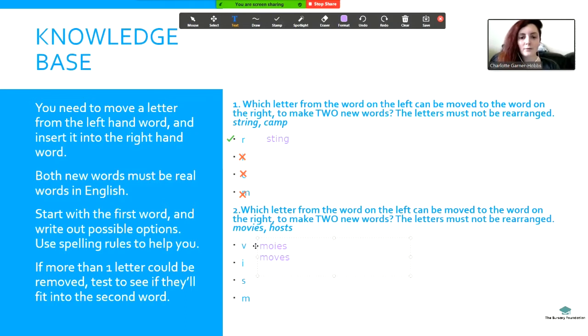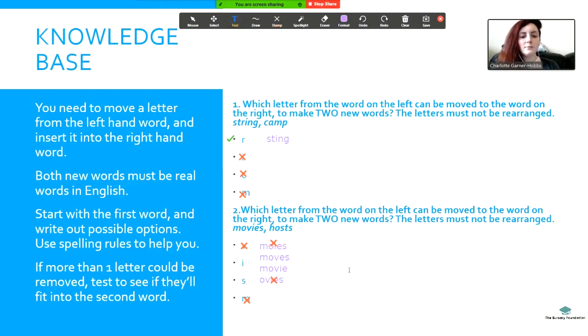If I take away the S, I get movie. Yep, we know that's a word. And if I take away the M, I get ovies. That's not a word. So process of elimination, I can get rid of the V and I can get rid of the M. This is the point as I have two possible options where I want to now test out putting the I and the S into my second word here.